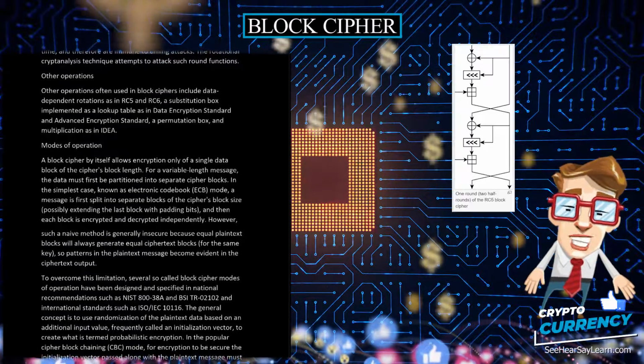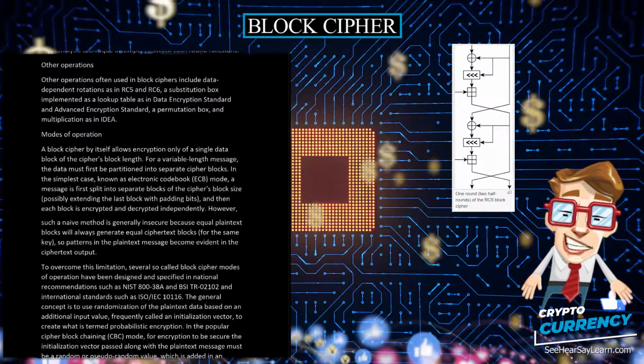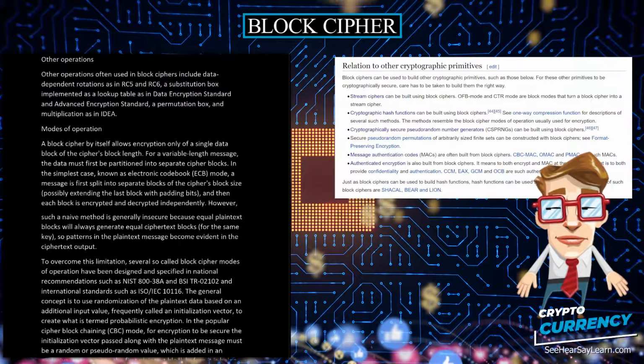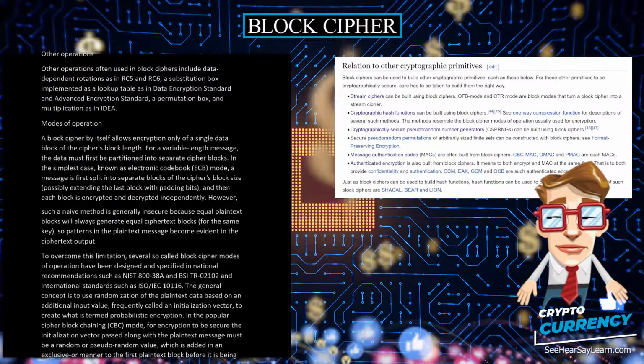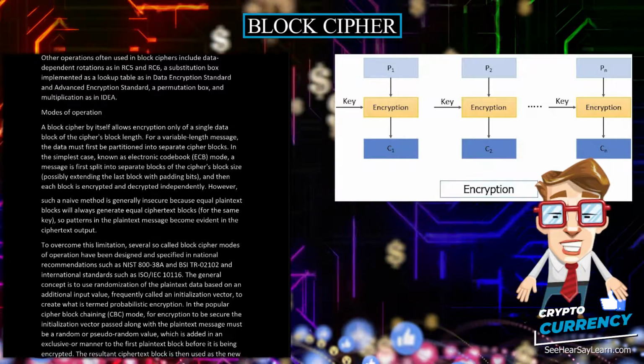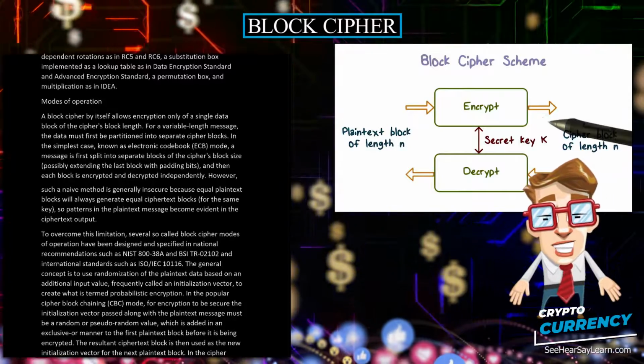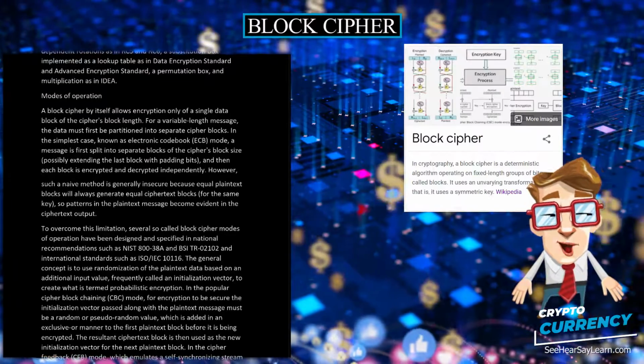Other operations. Other operations often used in block ciphers include data-dependent rotations as in RC5 and RC6, a substitution box implemented as a lookup table as in Data Encryption Standard and Advanced Encryption Standard, a permutation box, and multiplication as in IDEA. Modes of operation.